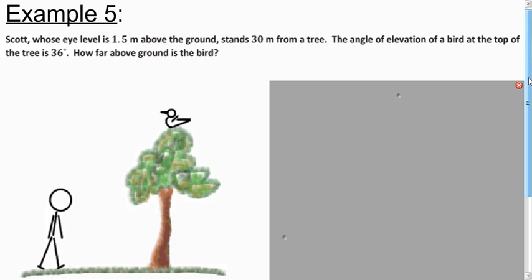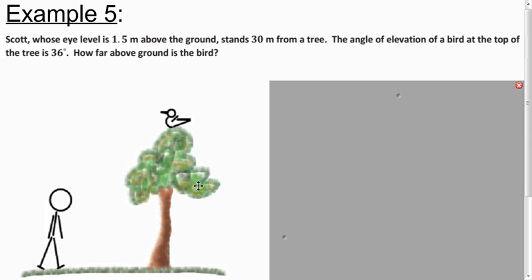It's very important that you can interpret the information given in a problem and draw a picture. So here we have Scott. His eye level is 1.5 meters above the ground, 30 feet from this tree. The angle of elevation from his eyesight to this bird is 36 degrees. How far above the ground is the bird? So first, I'd like you to draw this picture and label it appropriately with our measurements so that we can start this using trigonometry. This is probably the most important step here. So try to do this, and then I'll show you my solution.